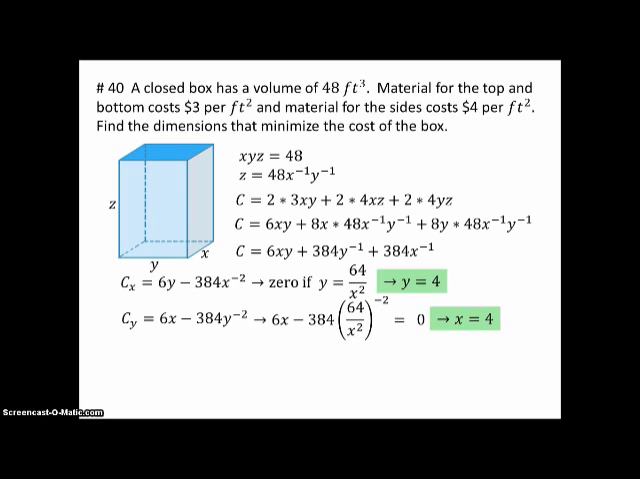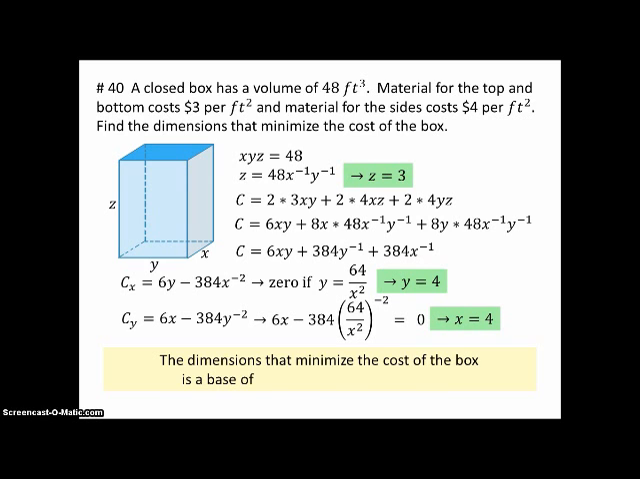So working backwards, y will also be 4, 64 divided by 4 squared, and then up at the top, if we plug in 4's for x and y, we get z equal 3. The dimensions that minimize the cost of the box is a base of 4 feet by 4 feet and a height of 3 feet. Don't forget your units in your final answer.